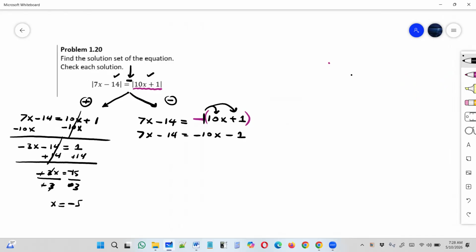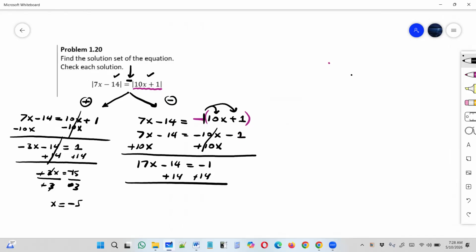And now you have a basic linear equation. So we go about doing the exact same thing we did before. So remove the variable from the right side by adding its inverse. They cancel here. I get 17x minus 14 equals minus 1. Take care of the number here. So plus 14 on both sides. They cancel. I have 17x equals 14 minus 1, 13.